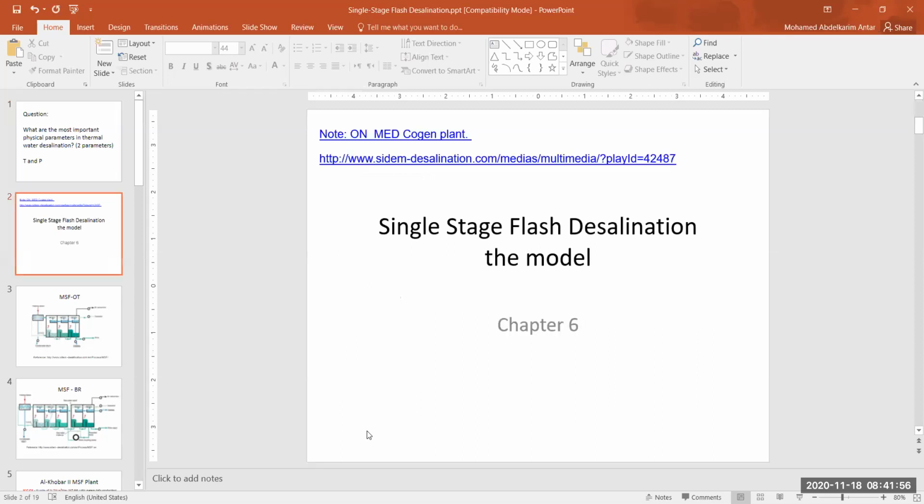What we need to consider today is a mode of desalination, which is the single stage flash desalination system. We are studying the single stage flash desalination system because this is the introduction to the multi-stage flash desalination system.